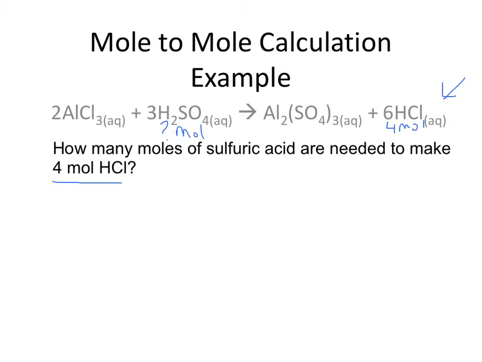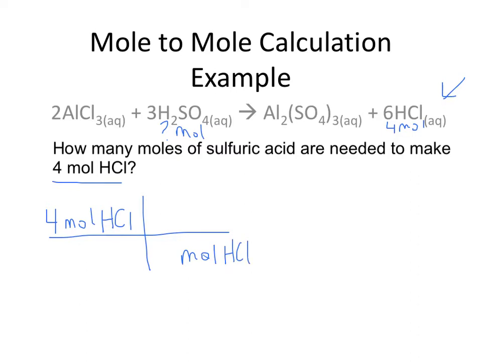So, as with anything, we start with our given, which would be 4 moles of HCl. Our next step is we know that we need to cancel out moles of HCl. And to go from moles of HCl to moles of H2SO4, we need our mole ratio. Our mole ratio comes from the balanced equation. We get this from the coefficients of our balanced equation. So we have 6 moles of HCl, which will go on the bottom. So we plug that 6 in there, and the 3 moles right here.